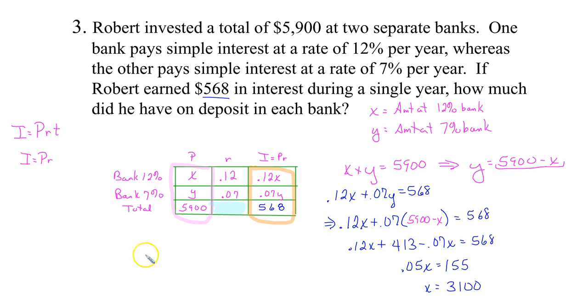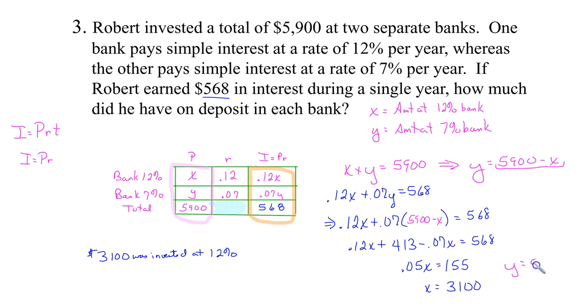Since Robert here invested $5,900, it makes sense that one of those two investments was $3,100. So we can say with confidence that $3,100 was invested at what rate? Yes, at 12%. Excellent, because that's what our x is. Now, how do we find y? Well, we find y by going back to this equation.